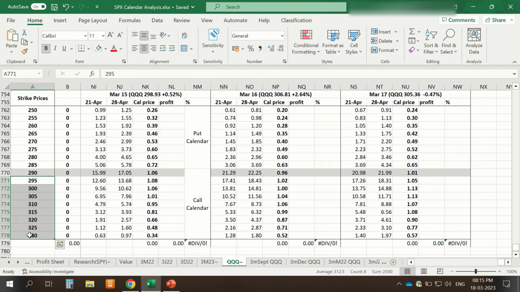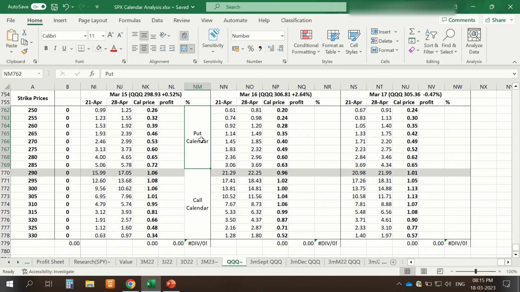So all the calls will be out of money if you go with higher strike prices. That is the reason for higher strike prices I go with calls, and for all the lower strike prices I go with puts to create my calendars. The reason is out of money, and since they are out of money, there will be no risk of early assignment.